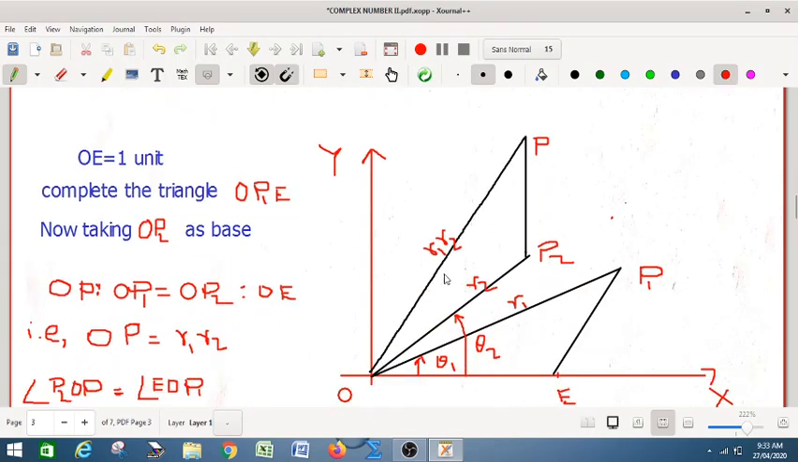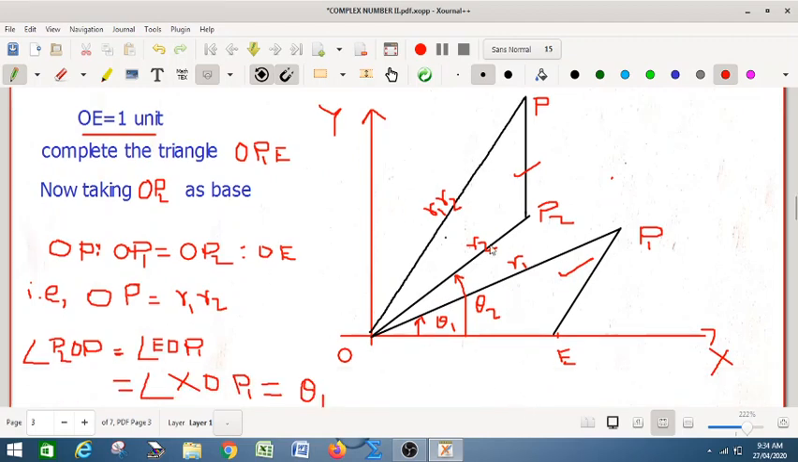So the modulus is R1 R2 and the argument of Z1 Z2 is theta 1 plus theta 2. Now we have to draw something on the Argand plane. Let us draw OE, where OE is equal to 1 unit, and complete the triangle. OP1 represents the complex number Z1 and OP2 represents the complex number Z2. So OP1 is R1, OP2 is R2. This angle is theta 1 and this angle is theta 2. So we complete the triangle OP1 E, and taking OP2 as base we complete the triangle OPP2.